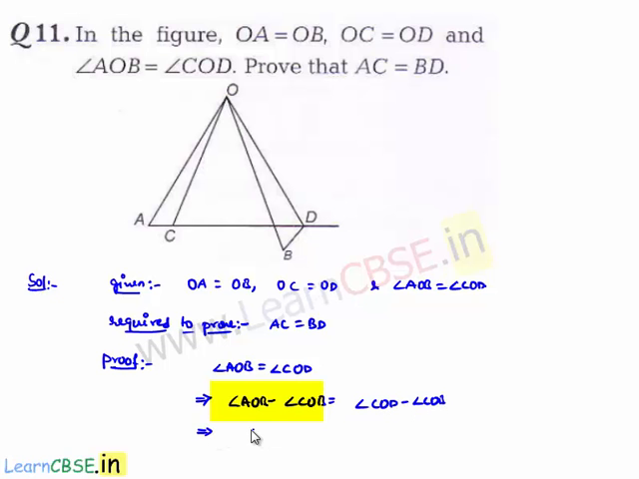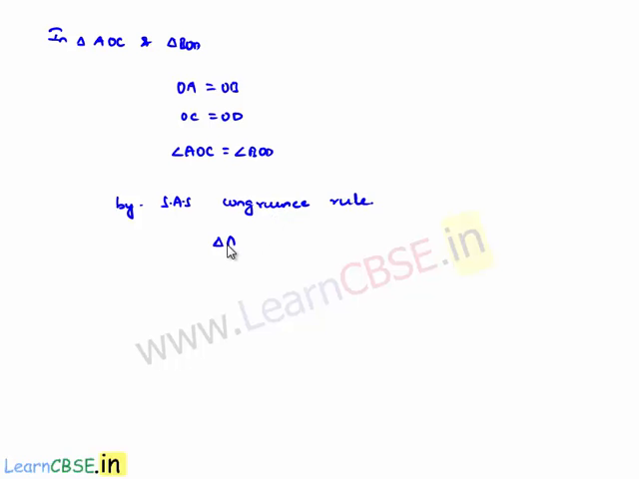Then we get that angle AOB minus angle COB is nothing but angle AOC, and angle COD minus angle COB is angle BOD. It is given that OA is equal to OB and OC is equal to OD and also angle AOC is equal to angle BOD. We got it above. Now by SAS congruence rule, we can say that both the triangles are congruent. That is, triangle AOC is congruent to triangle BOD.